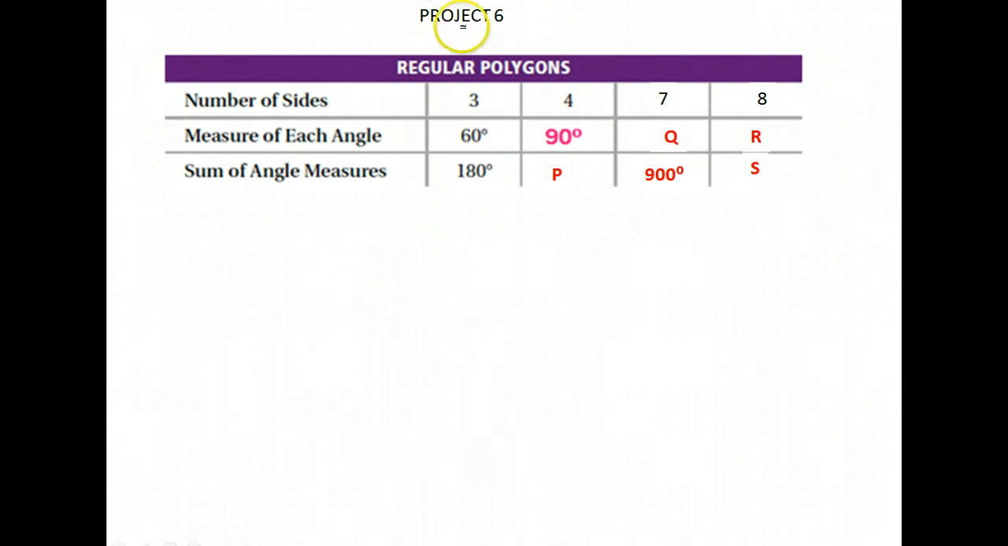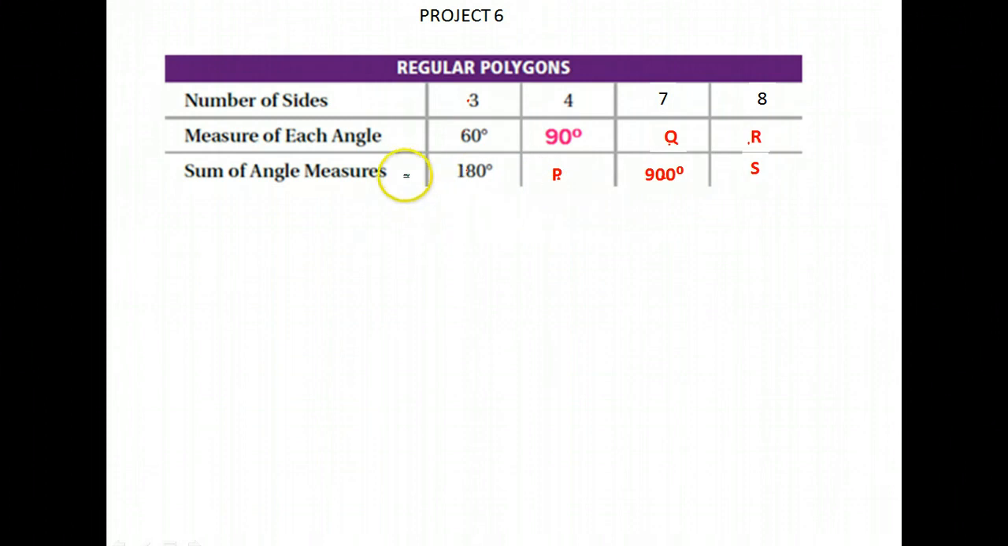So here are some questions like the ones on your project, just to show you how you would find each answer. Okay, so what we have here is a chart where someone has started to fill out the number of sides in a polygon, what the measure of each angle would be in that polygon, and these are regular polygons, meaning all sides and angles are the same, are congruent, and what the sum of the measures would be. There's a few spaces missing here. We want to fill those in.